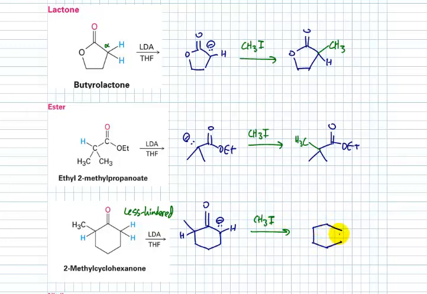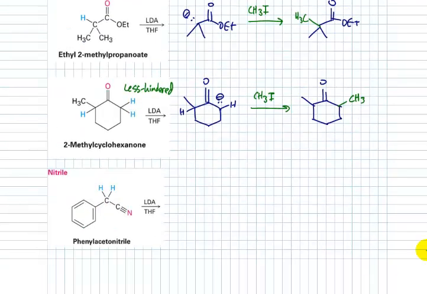And that gives us a symmetrical compound, 2,6-dimethylcyclohexanone. So doing it with LDA, we can alkylate at the less hindered position. We're not going to end up with 2 at the same position unless there's only one type of alpha hydrogen to remove.